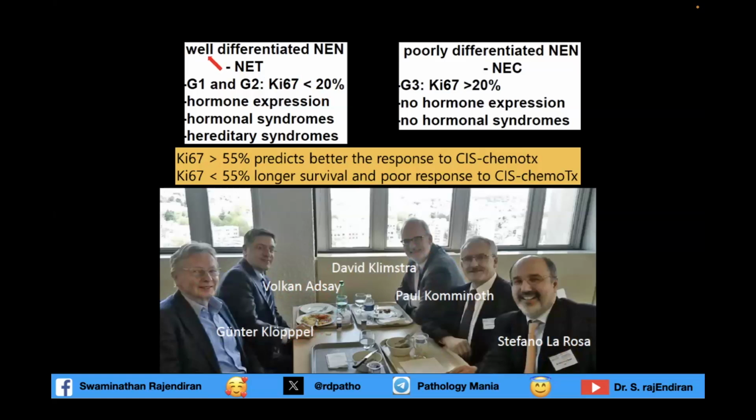The main difference between well-differentiated neuroendocrine tumor and neuroendocrine carcinoma: hormone expression, hormonal syndromes, and hereditary syndromes are seen in neuroendocrine tumor. They are not seen in neuroendocrine carcinoma.